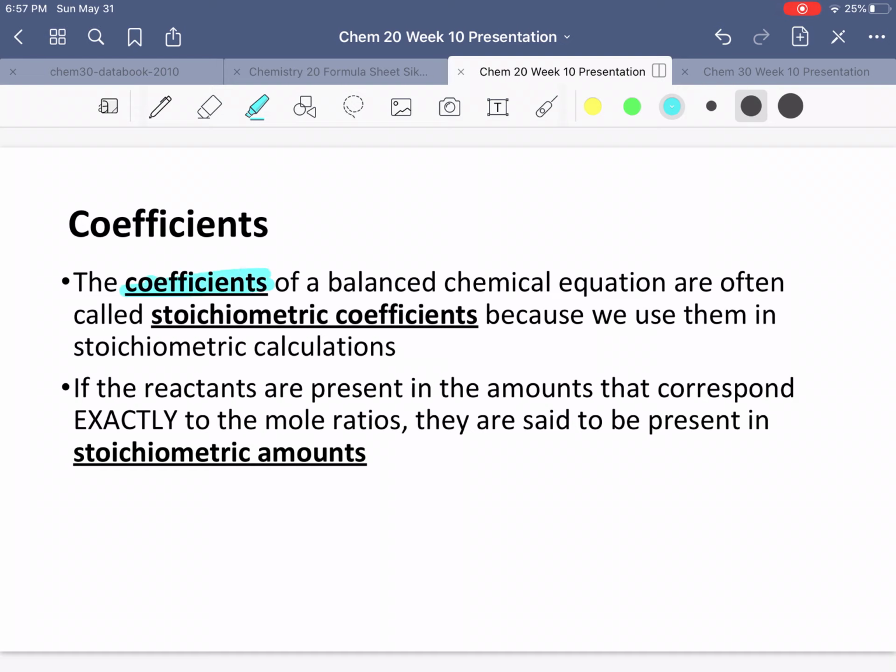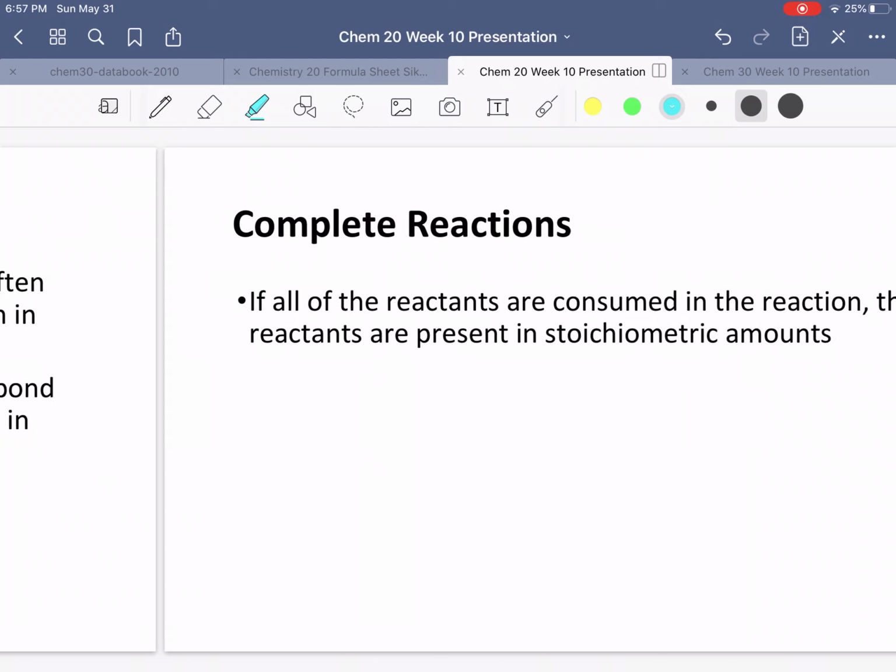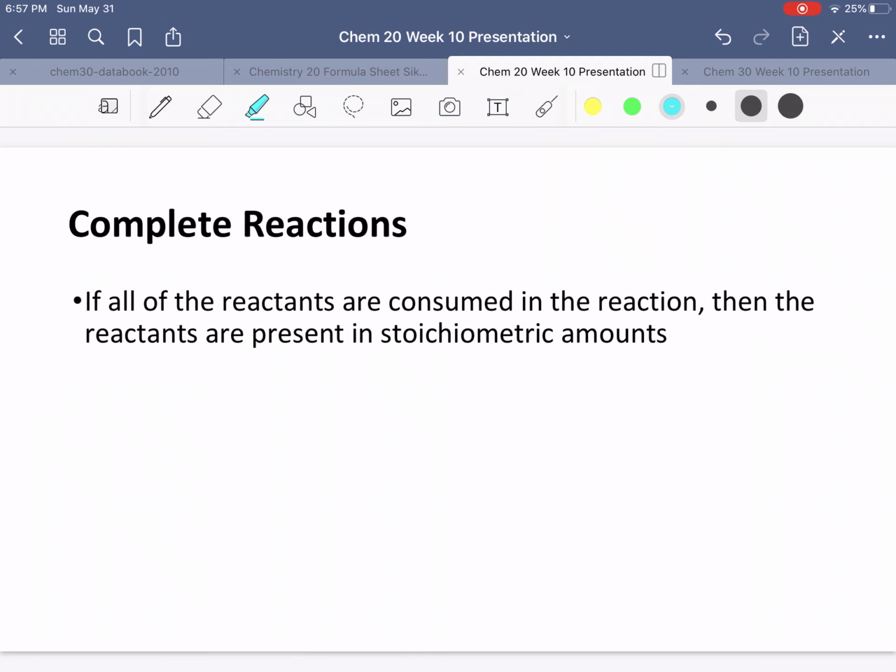The coefficients of that balanced chemical equation. Now, these are stoichiometric coefficients because we use them in our stoichiometry calculations, right? We've been using these for the last couple weeks. Now, ultimately, if the reactant amounts are perfect and they correspond beautifully to the mole ratios, everything matches, then we have stoichiometric amounts. That's all fine and dandy. Reality is, though, it doesn't exist that often. So ultimately, if every single reactant is completely consumed, that's the definition of stoichiometric amounts.